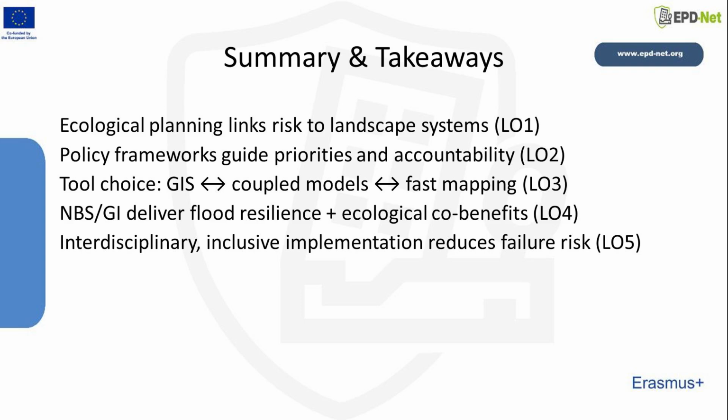To summarize, ecological planning helps us treat flood risk as a landscape and network problem, not a single discipline calculation. Policy frameworks guide priorities and accountability, but the real work is translating them into transparent decision criteria. On tools, GIS screening is powerful for triage. Coupled models are valuable for sizing and detailed design where calibration is feasible, and fast mapping can support rapid prioritization when used conservatively.